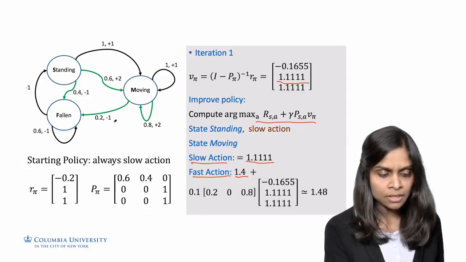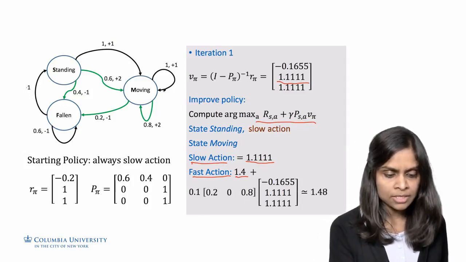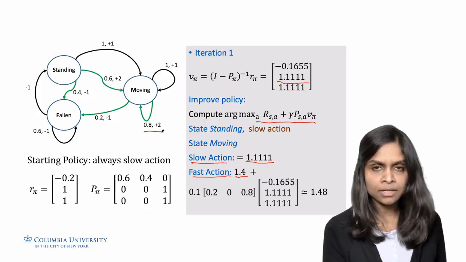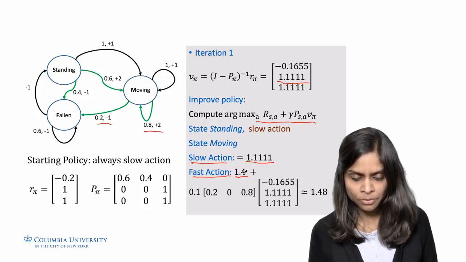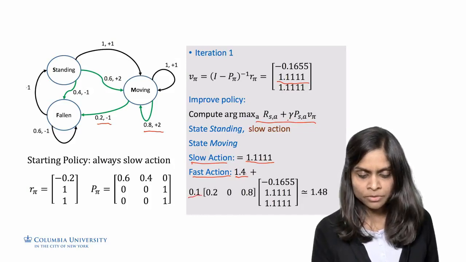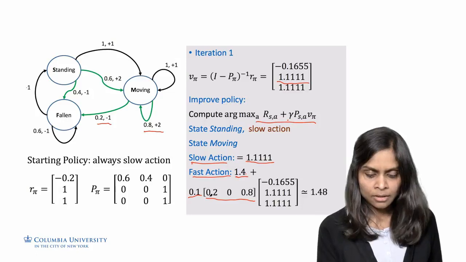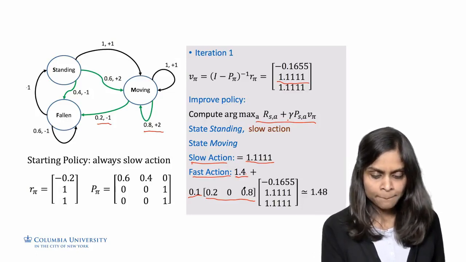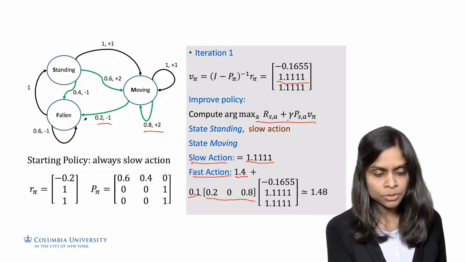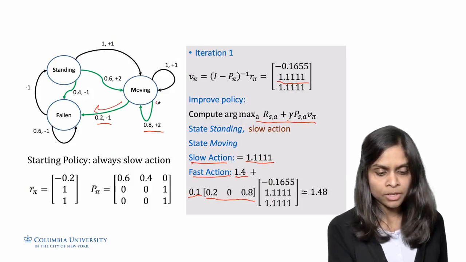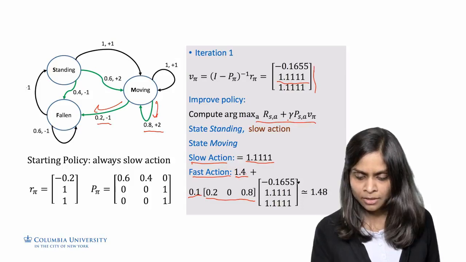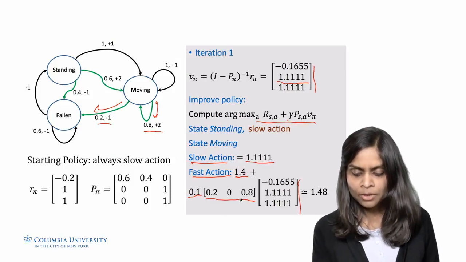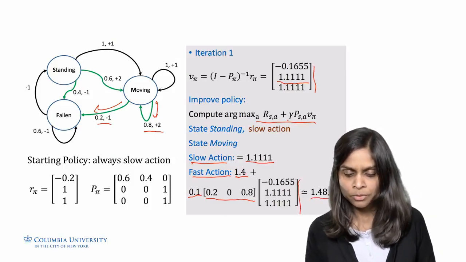The expected immediate reward is 1.4, as we can see from here. With 0.8, it is +2, and with 0.2, it's -1, so that's 1.4. Gamma is 0.1. The transition probability vector is given by this because with 0.2 probability, it goes to the fallen state, and with 0.8 probability stays in the moving state. And this right here is V pi. When we evaluate this expression, it comes out to be 1.48.